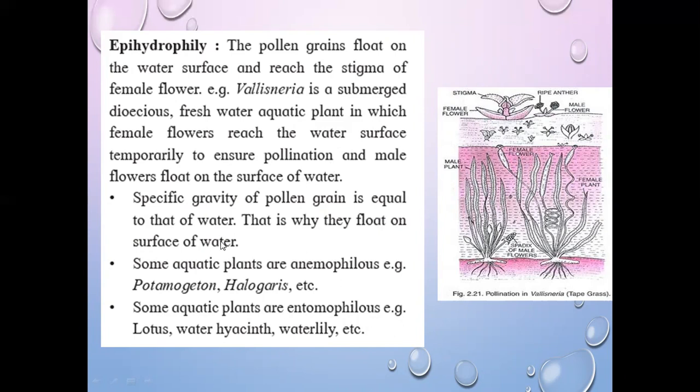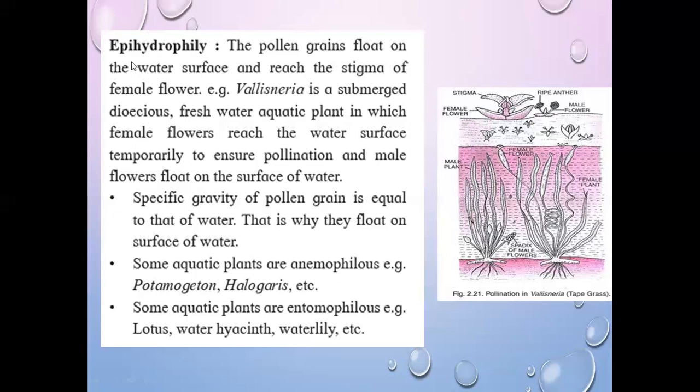Specific gravity of pollen grain is equal to that of the water. That is why they float on the water surface. Specific gravity of pollen grain means whatever the gravitational force acting on the pollen grains is equal to the gravitational force acting on the water molecules. Okay, both are equal and hence they can float on the water surface. Means pollen grains are floating on the water surface because their specific gravity is equal to the specific gravity of water. That is why. Okay, next, some aquatic plants are anemophilous.